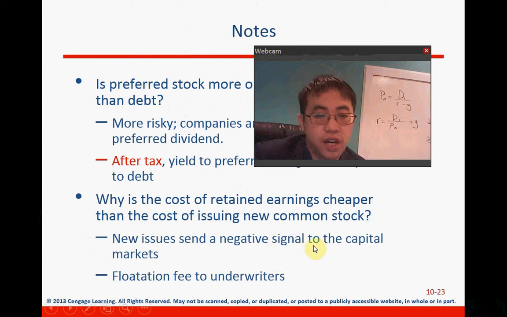And also, there is a flotation fee charged by underwriters. Who are the underwriters? In Chapter 9, there is a video for initial public offering. Okay, and I use that video to show you how stocks are issued. So during the issuance process, no matter for stock or for bond, there's always an involvement of underwriters. These underwriters are big investment banks like Morgan Stanley, like Goldman Sachs, Credit Suisse, or Deutsche Bank. So they serve as a middleman between the company and the investors in the financial market.